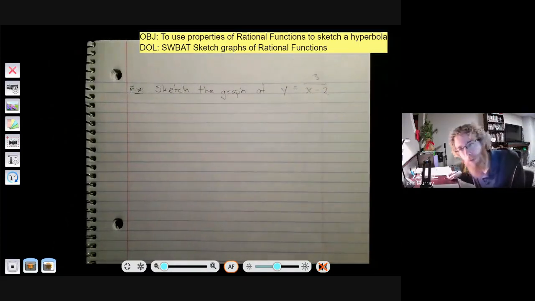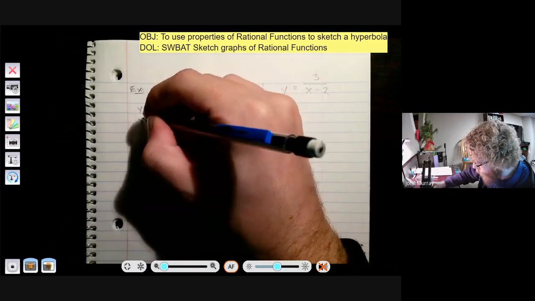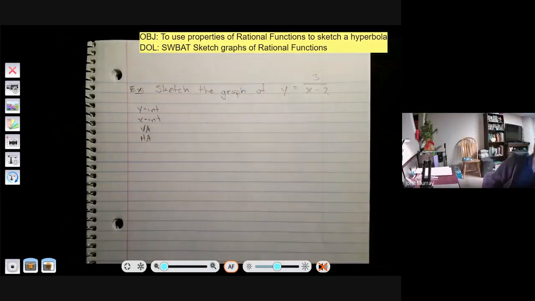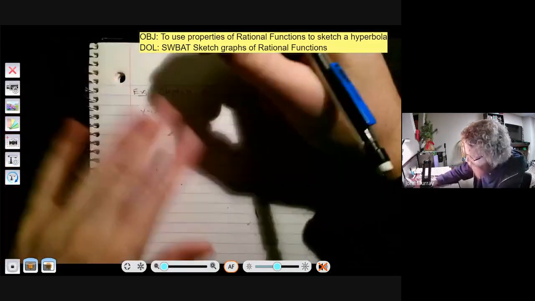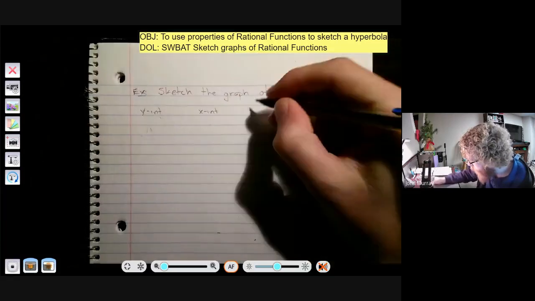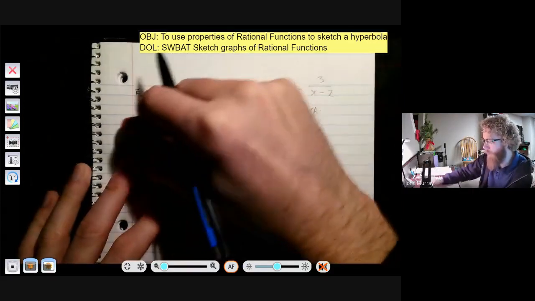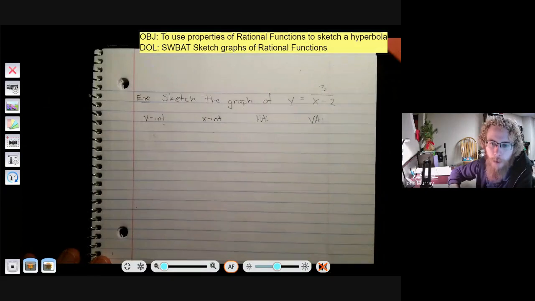All right, so we're going to go through the steps of sketching the graph of 3 over x minus 2. The 4 main parts that you're going to be worried about, again, are your y-intercept, your x-intercept, and then your vertical and horizontal asymptote. So we have those 4 parts that we're going to find.